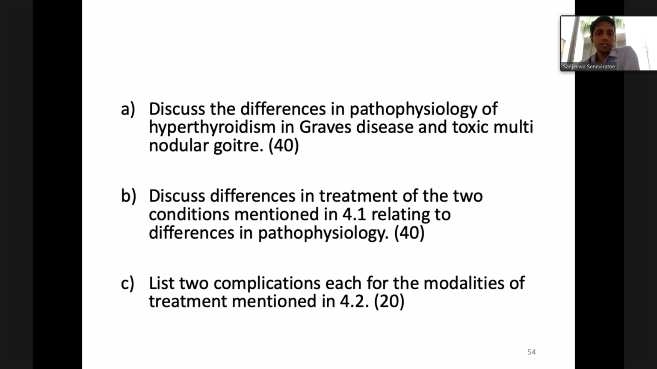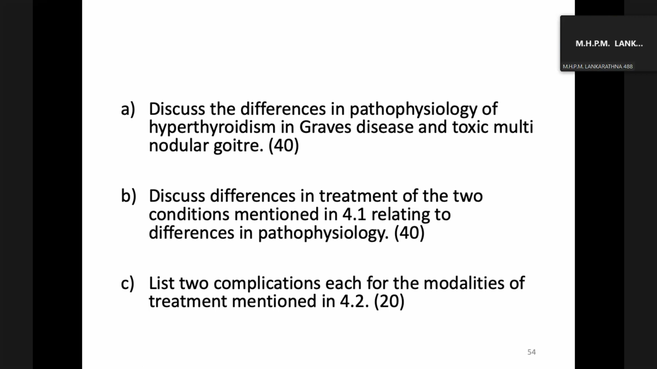Okay, next one. Discuss the differences in treatment of the two conditions relating to differences in pathophysiology. How do you do that? Can somebody? Yes.